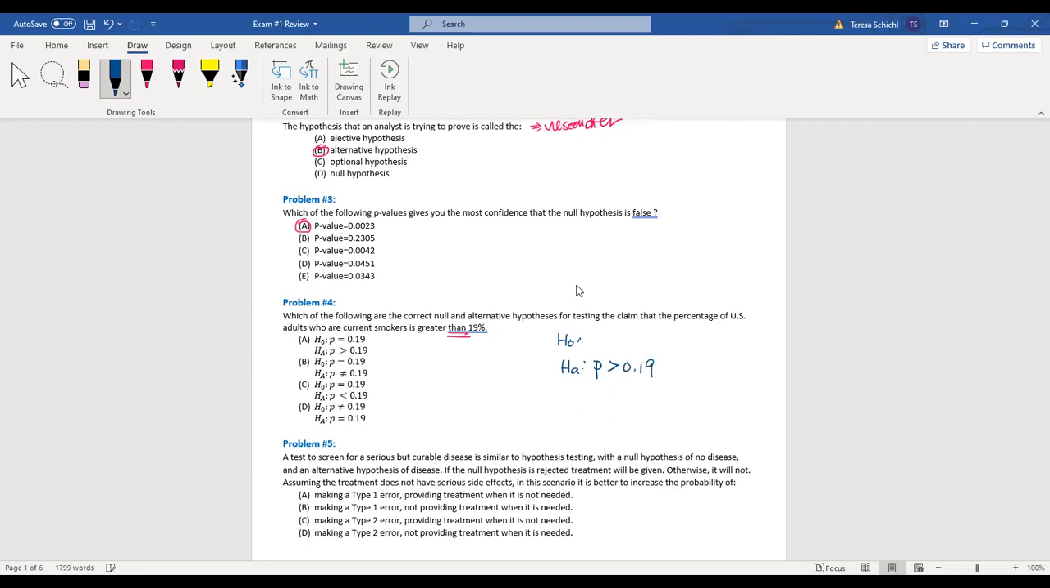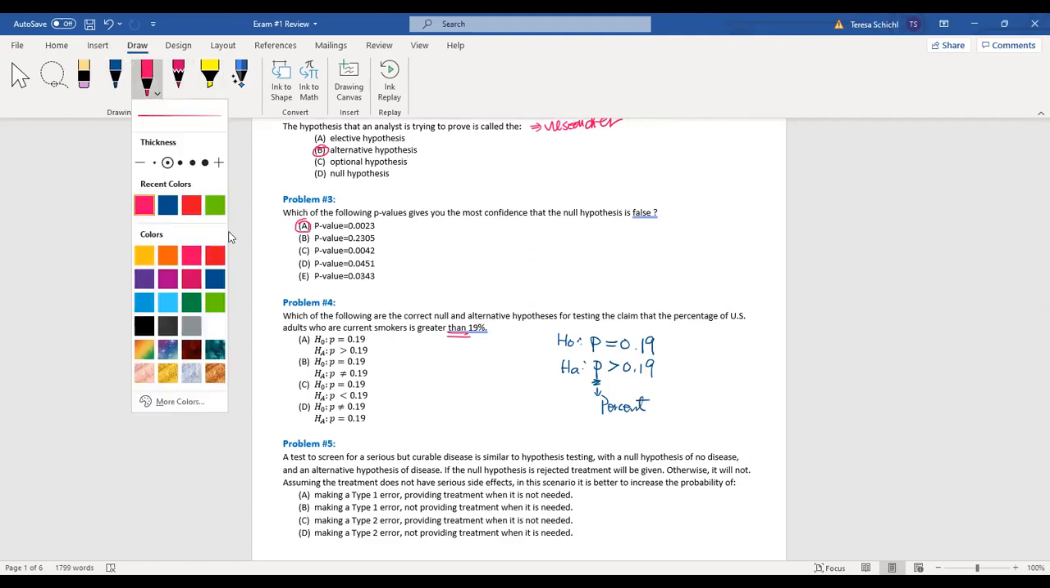And then the null hypothesis we typically put as equal, right? So p is the probability, the percent, right? So this is not the p-value, so be careful. This is the percent we are trying to test. So p equals 0.19, that's the null hypothesis. The thing we want to test is the alternative hypothesis. So which one is the correct answer here? It will be A, right?